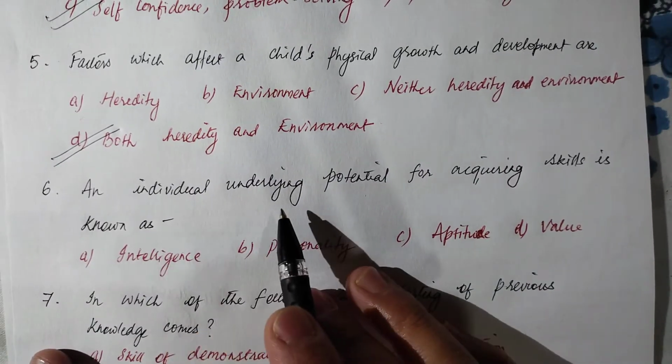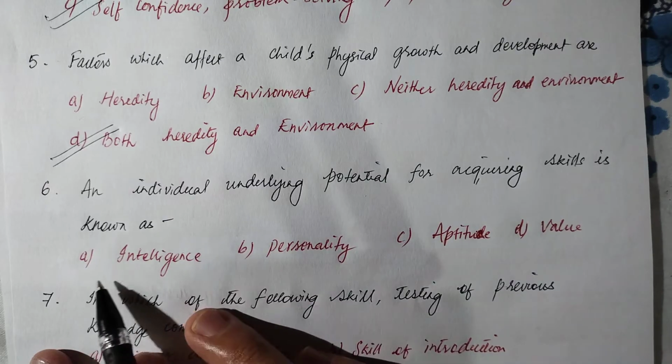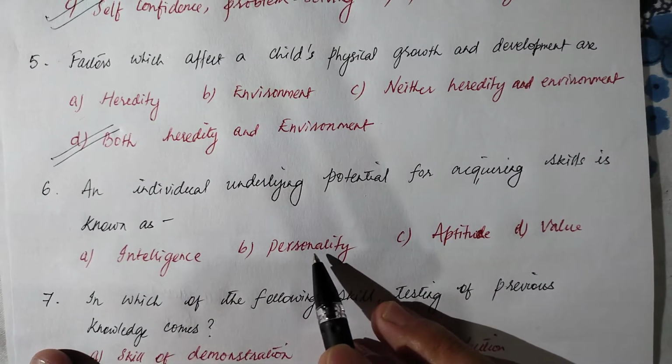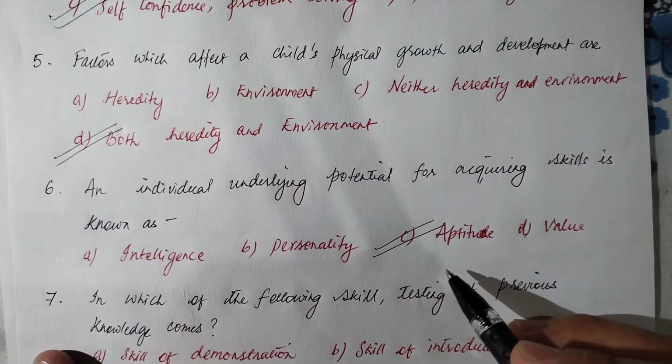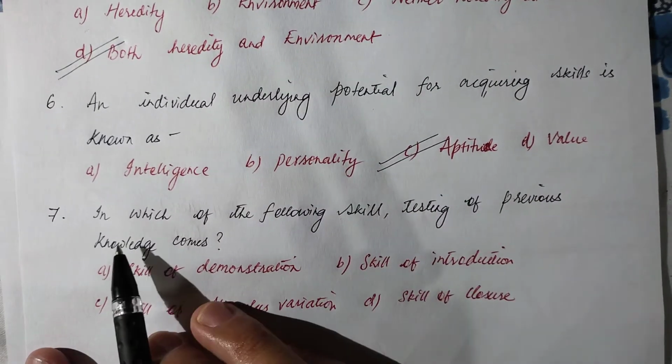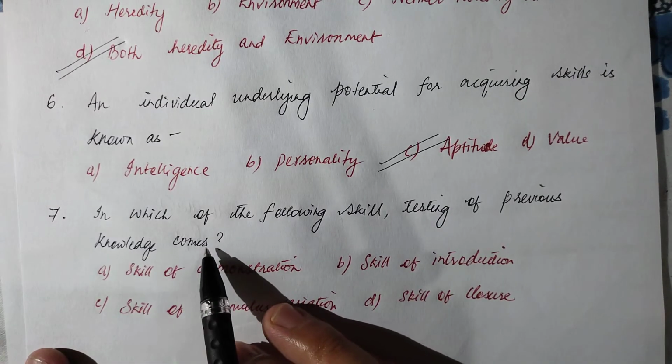6. An individual underlying potential for acquiring skills is known as A. Intelligence, B. Personality, C. Aptitude, D. Value. Answer kadai option C. Aptitude.